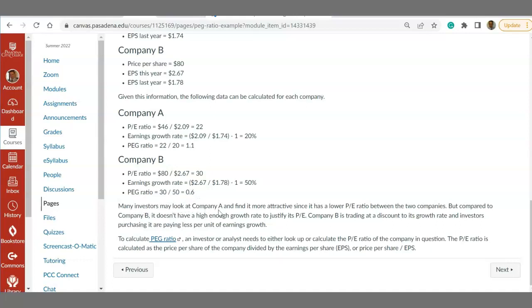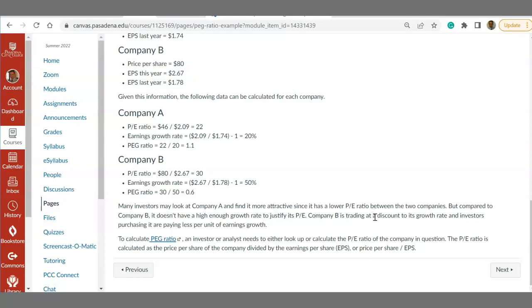Many investors may look at company A and find it more attractive since it has a lower PE ratio. So if you just look at the PE ratio, you're going to say, oh, this PE ratio is 22, this one PE ratio is 30. So it looks like this is a much more fair price. It's a better investment in regards to price. But compared to company B, it doesn't have a high enough growth rate to justify its PE.